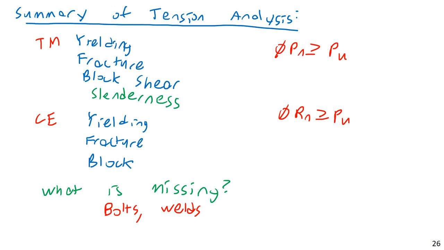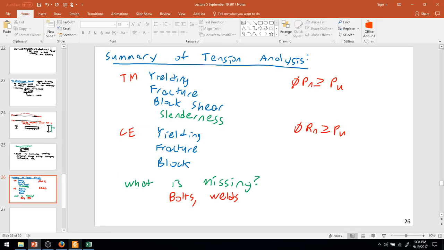I think that will do it here for lecture 5. If you have any questions, feel free to contact me, see me in class, email me, see me during office hours, etc. That concludes the analysis of tension members. We've looked at how they can fail: yielding, fracture, and block shear, for both a tension member and connecting elements. We've looked at staggered bolts. We've looked at slenderness, and we still haven't gotten to bolts and welds and design yet.